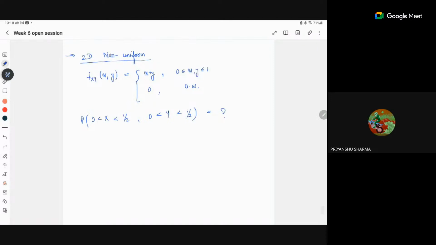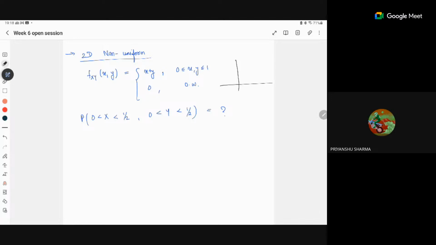So how will you find this probability? First of all, this is my support. This is 1. If I have to find this probability, it would be the double integral of f of xy dx dy. So what is my f of xy in this example? This is x plus y. So x plus y dx dy. What is the limit for x? I have to find for 0 to half. So x from 0 to half and y from 0 to half.